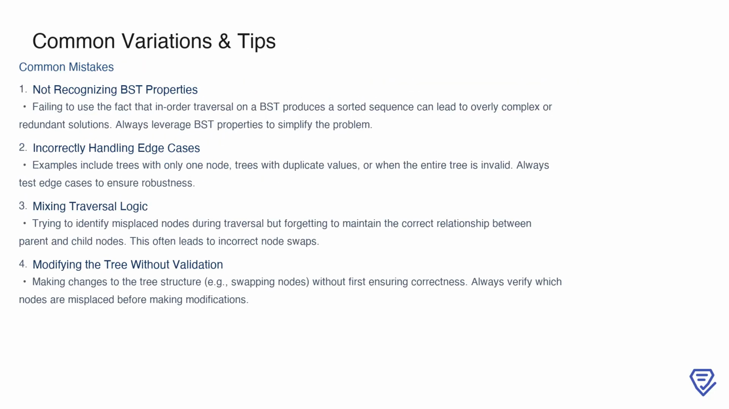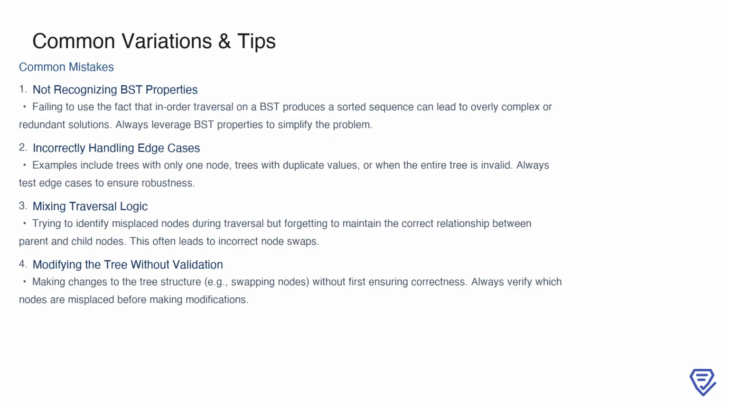When working on problems involving binary search trees, one common pitfall is failing to recognize and leverage the unique properties of a BST. For example, an in-order traversal of a binary search tree always produces a sorted sequence, and ignoring this can lead to solutions that are unnecessarily complex or redundant. Another frequent mistake is mishandling edge cases, such as trees with only one node, trees containing duplicate values, or cases where the entire tree is invalid. These scenarios can break your solution if not accounted for properly, so always test for robustness.